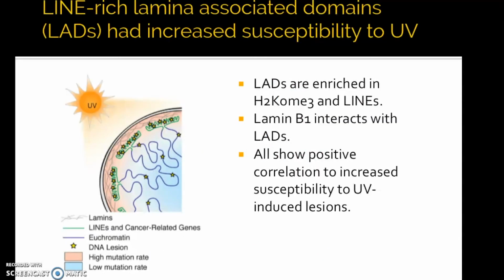Lamina-associated domains, known as LADs, near the nuclear periphery show increased carcinogen susceptibility and are enriched in H3K9 methyl groups. Heterochromatin-associated proteins such as lamin B1 were looked at to determine if they were susceptible to cancer. Lamin B1 is prominent in the nuclear lamina and interacts with LADs. It was also found to be positively correlated with UV-induced DNA lesions. The results of this study showed that H3K9 methyl groups, LADs, and lamin B1 all showed a positive correlation with UV-induced lesions.